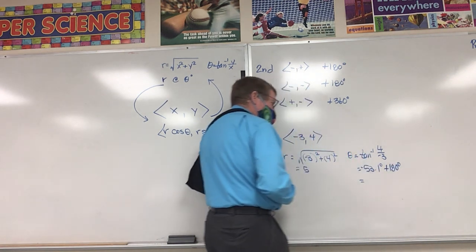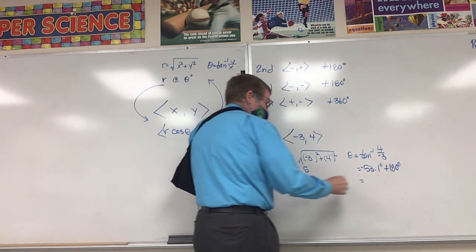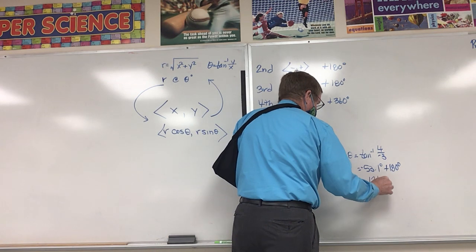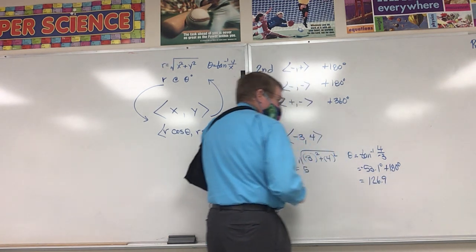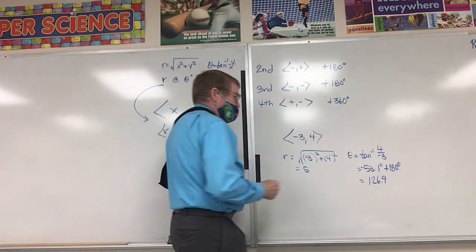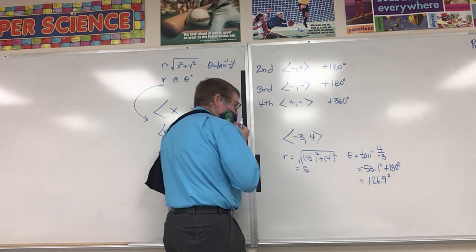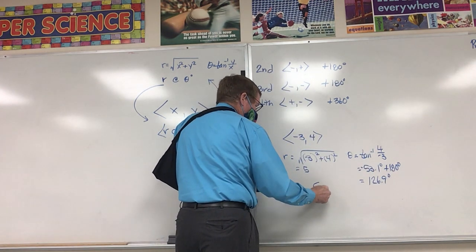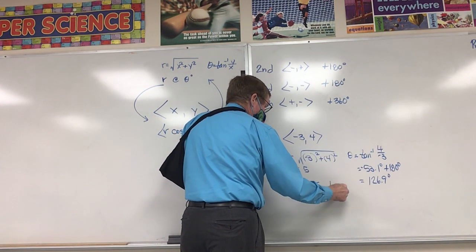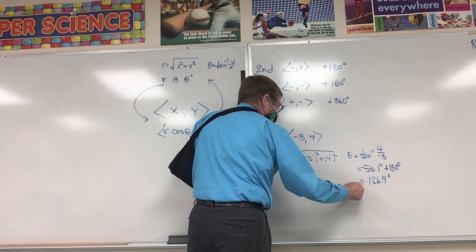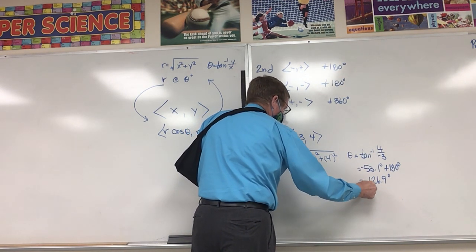So therefore my angle is 126.9 degrees. So my vector is 5 units at 126.9 degrees.